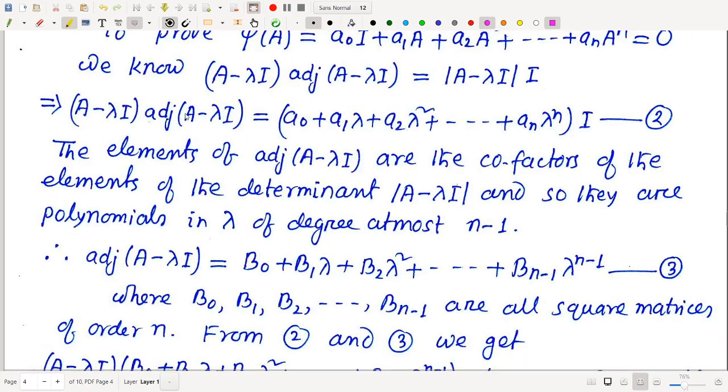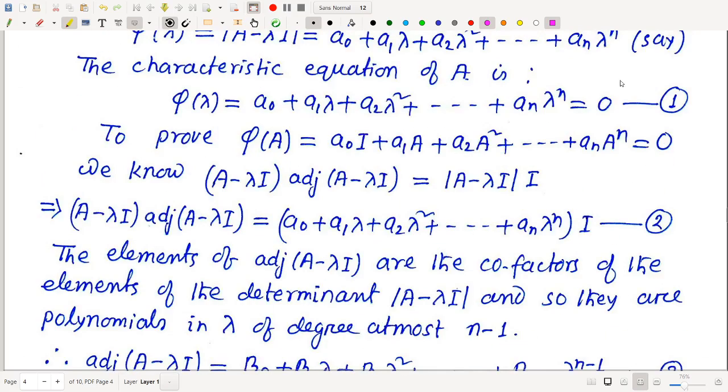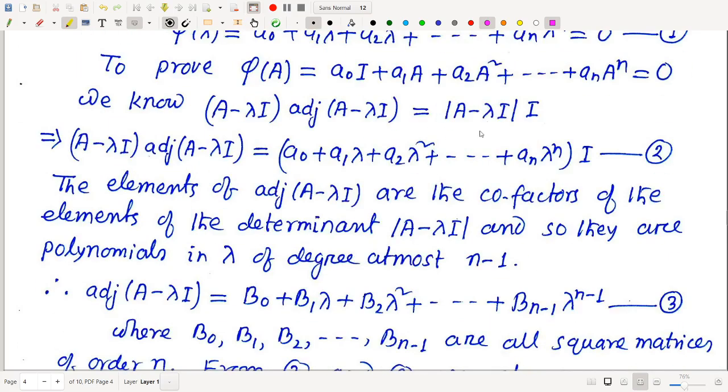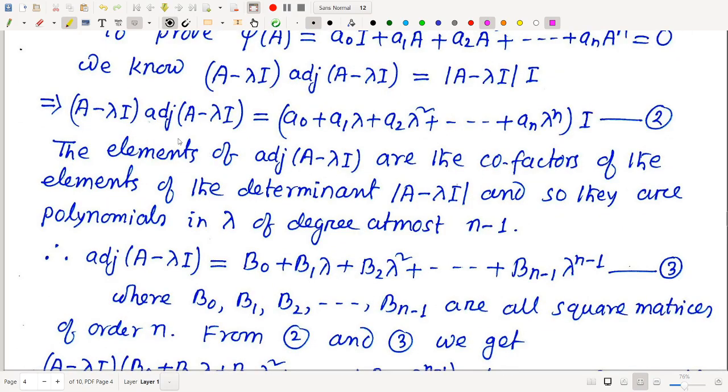Now, putting the value of determinant of A minus lambda I from the characteristic polynomial, we have substituted here into I, number 2. Now, we have to calculate adjoint of A minus lambda I. The elements of adjoint of A minus lambda I are the cofactors of the elements of the determinant A minus lambda I. This is the definition.